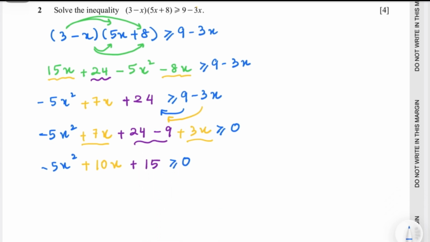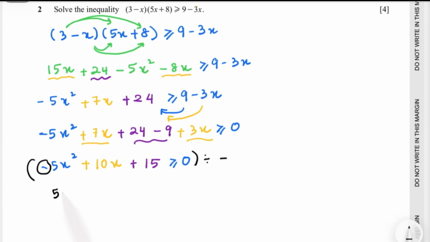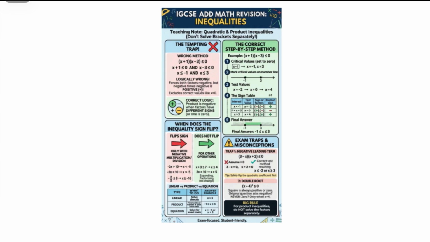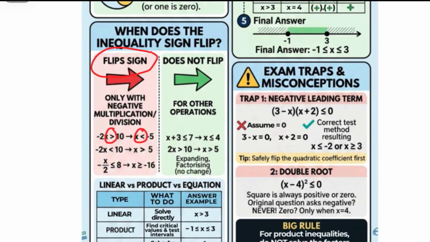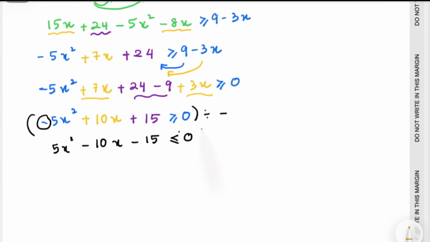In order for us to solve this, let's remove the negative by dividing the whole thing by negative. Negative divided by negative will be positive: 5x squared, negative 10x, negative 15. The sign will now be flipped. The sign of inequality will only be flipped when we multiply or divide by a negative. To factorize this, let's simplify it by first dividing by 5.